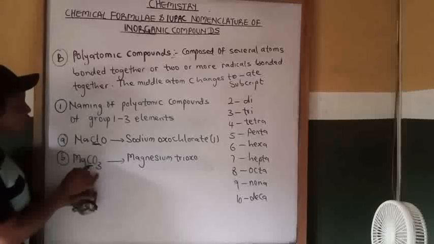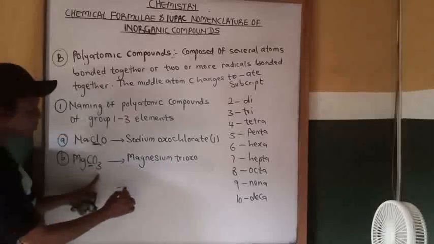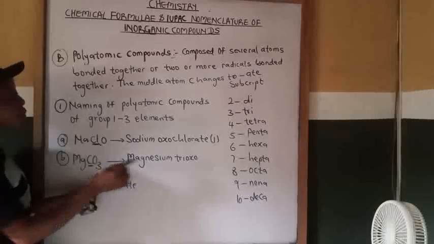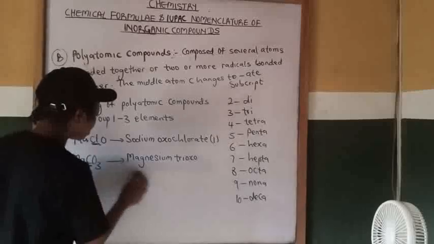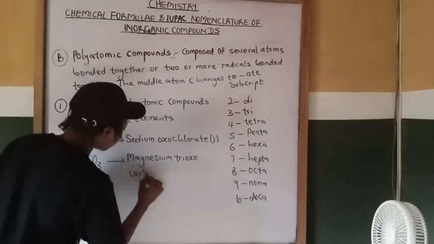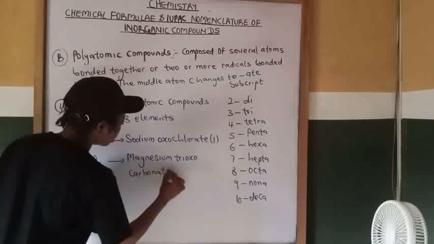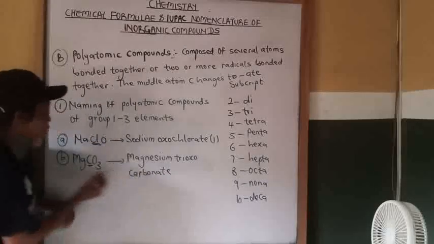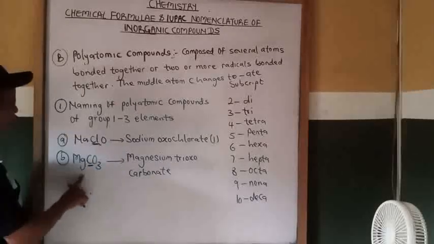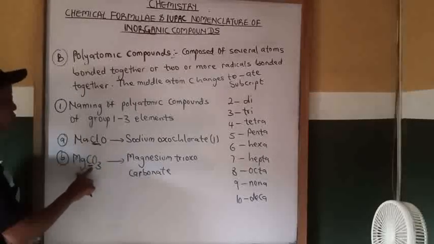Then the middle atom changes to -ate. Carbon will change to carbonate. So trioxocarbonate. You have to calculate the oxidation number of carbon. Calculate the oxidation number of carbon.